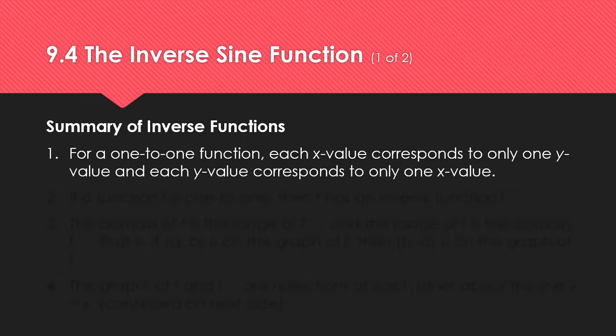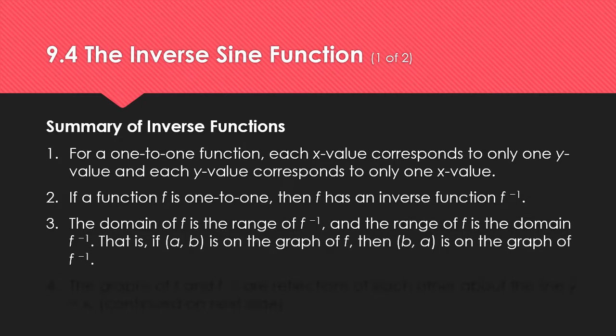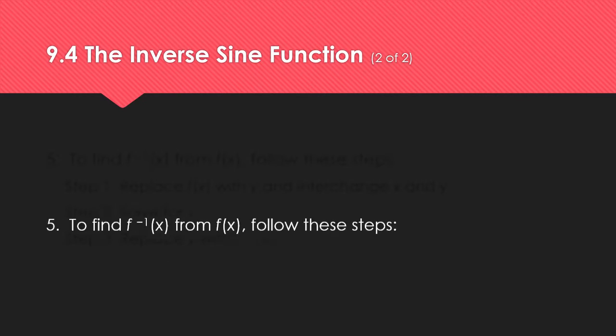For a one-to-one function, each x value corresponds to only one y value, and each y value goes back to only one x value. If a function is one-to-one, then it has an inverse. The domain of f is the range of the inverse, and the range of the function is the domain of the inverse. In other words, they swap out. So if (a, b) is on the graph of f, then (b, a) is on the graph of the inverse. The graphs are reflections of each other about the line y equals x.